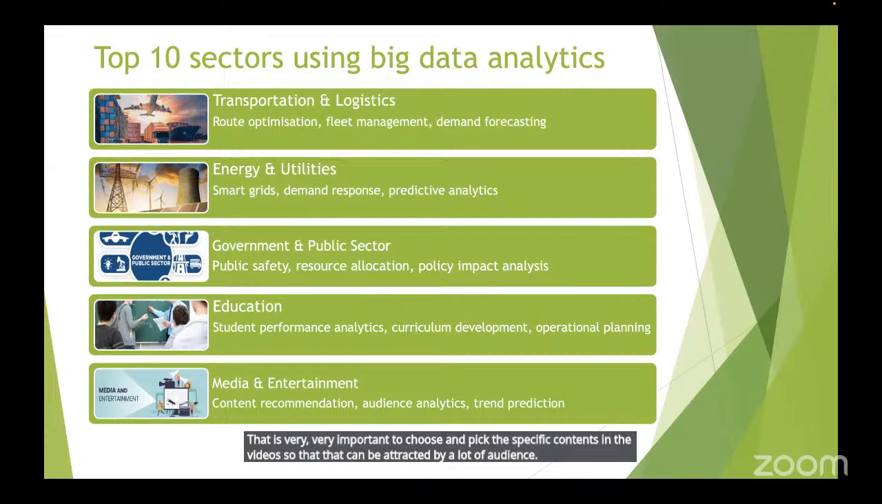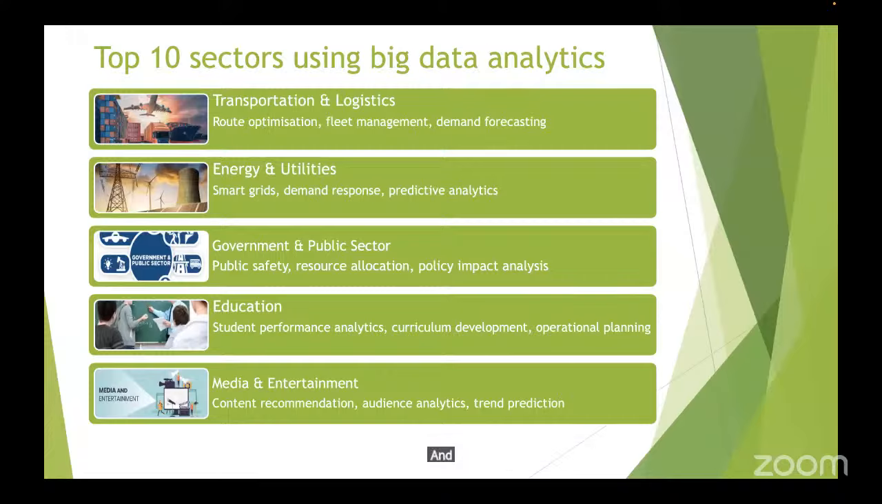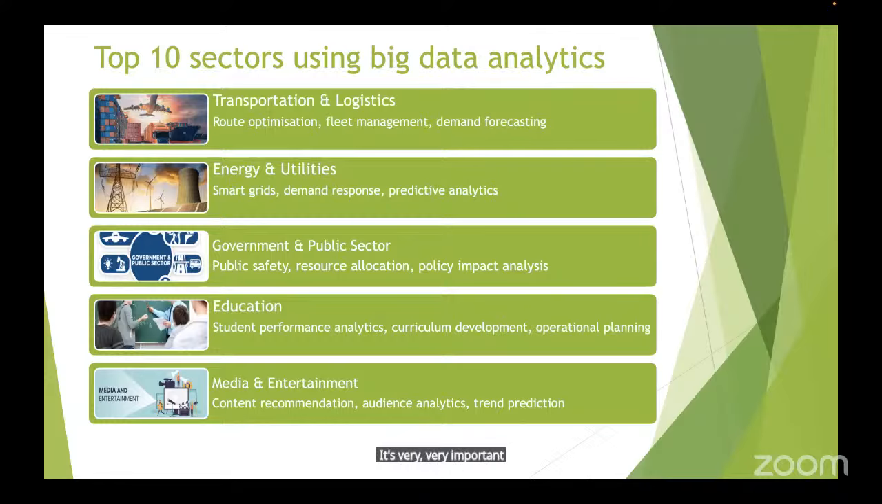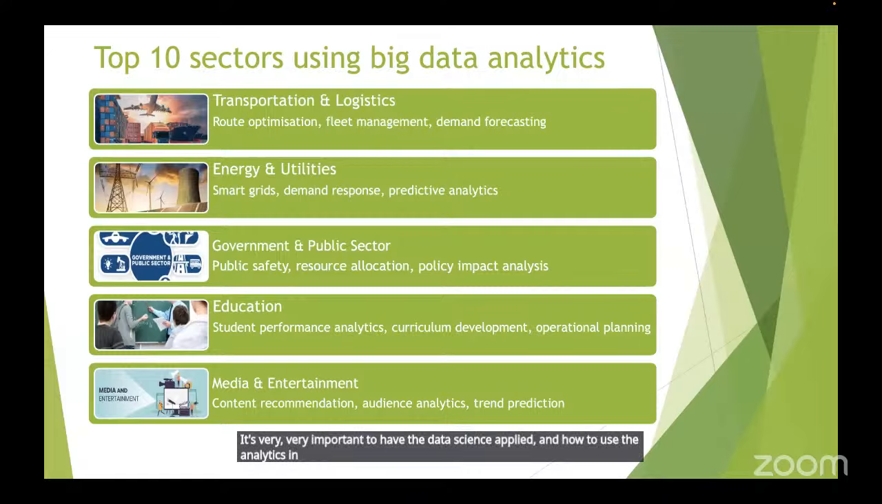And audience analytics: for example, there are different types of audience. Not all audiences will like all types of media, so they know these are the targeted audience, type C, type B, type A. And trend prediction also: what kind of trends are coming up in the industries. So these are the top sectors. So don't think of a specific area. Data science is applied in all the industries. It's very, very important to have data science applied and to know how to use analytics in all the areas.